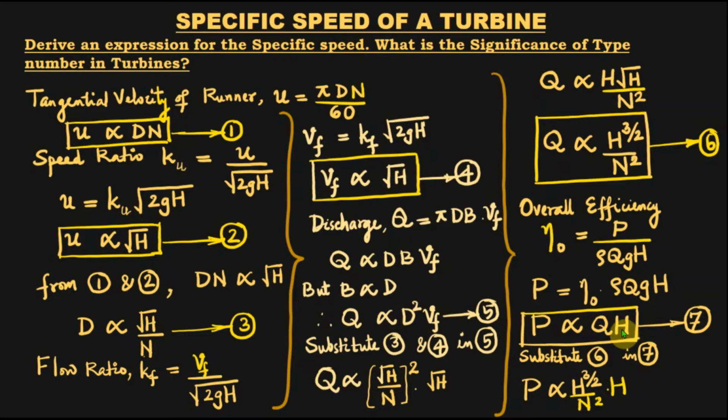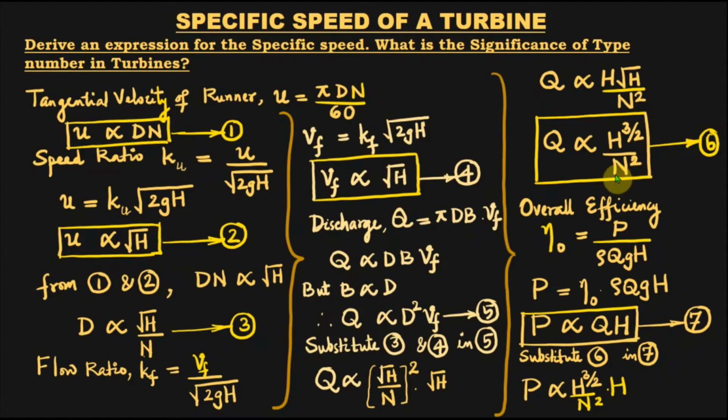Now we already got an expression for the discharge in terms of head and the speed. From equation 6 you can substitute that in the current one, which is P is proportional to QH. Let it be equation number 7. So substitute the value of Q, or proportionality of Q, from equation 6 in the proportionality expression for power. So therefore P is proportional to, what is Q?